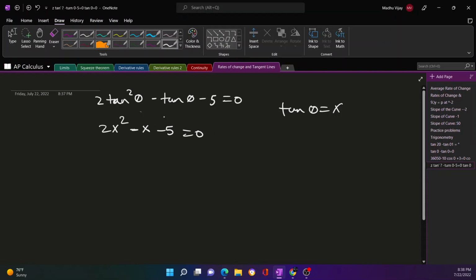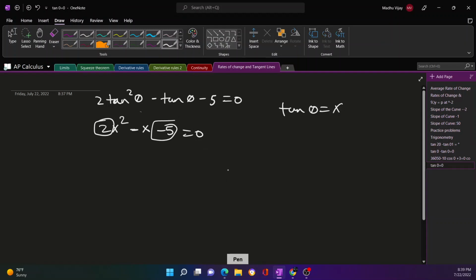Again, there's no common factor that I can take out. So multiply this term and the leading term. So that would give you negative 10. Two numbers that multiply to negative 10 but add to negative 1. Let's see. Negative 10, negative 9, and negative, sorry. Okay, I guess there's no value that works for this.